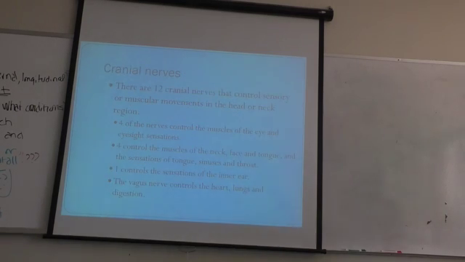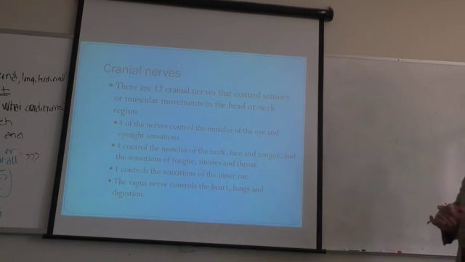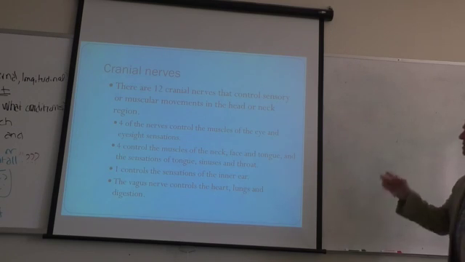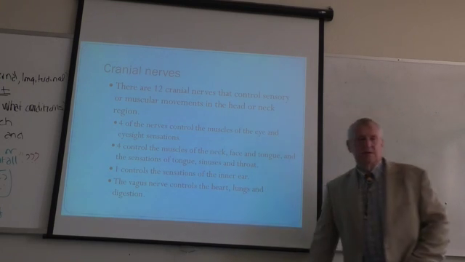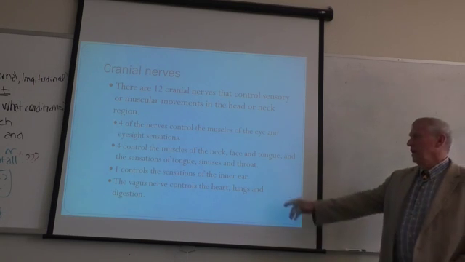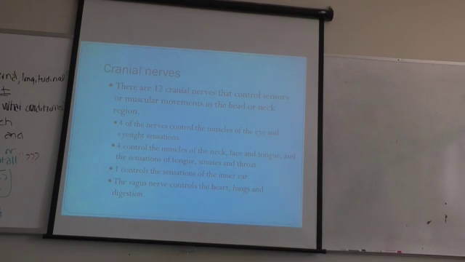There are 12 cranial nerves that control sensory or muscular movements in the head or the neck region. 4 of the nerves control the muscles of the eye and eye sensations. 4 control the muscles of the neck, face, and tongue, and the sensations of tongue, sinuses, and throat. 1 controls the sensations of the inner ear, and the vagus nerve, of course, controls the heart, lungs, and digestion. The vagus nerve runs from the center of your brain all the way down to the bottom of your gut. So it's a relatively long nerve.